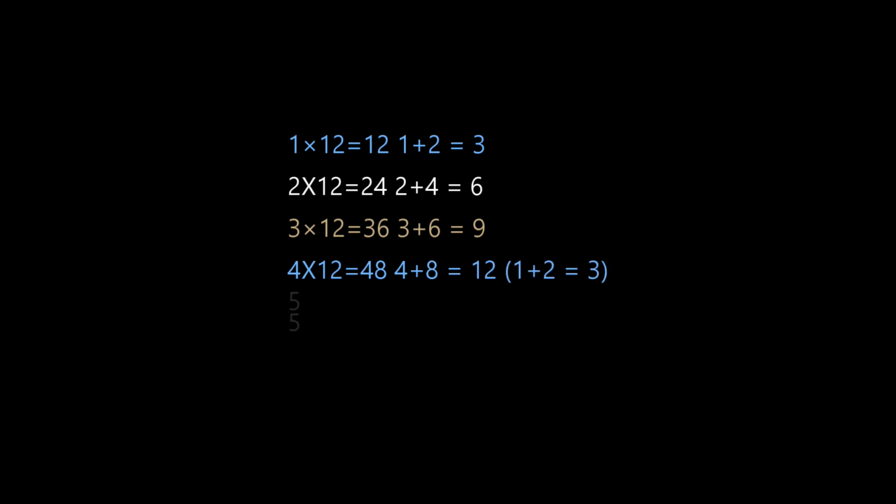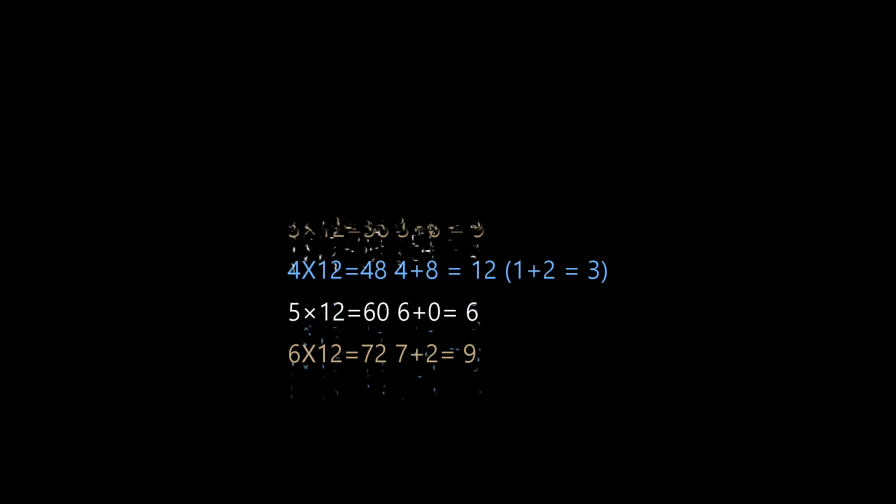5 times 12 equals 60. 6 plus 0 equals 6. 6 times 12 equals 72. 7 plus 2 equals 9. If you keep on going, you'll find our number system is all 3, 6, and 9, repeating to infinity.